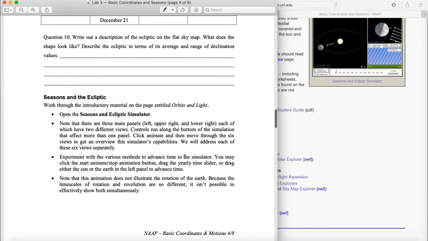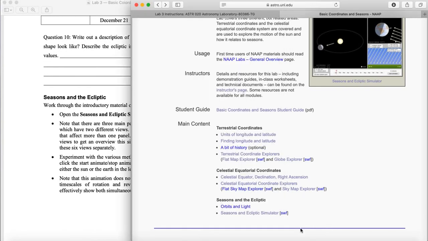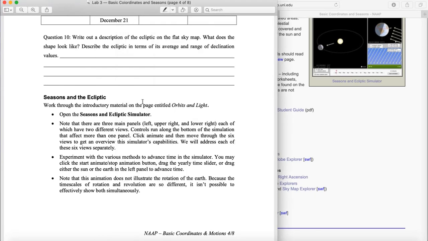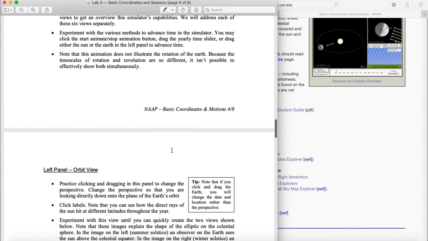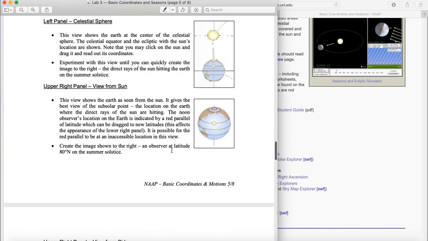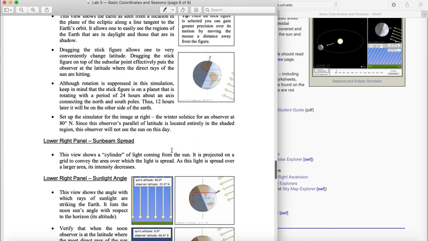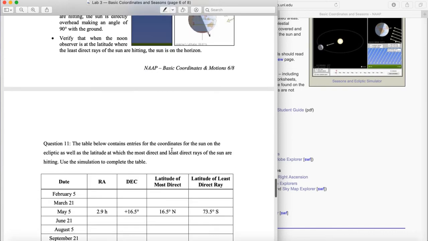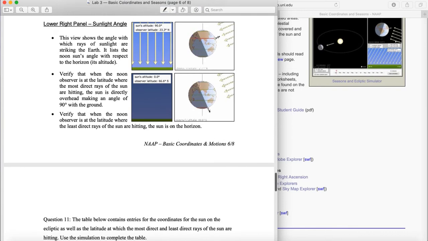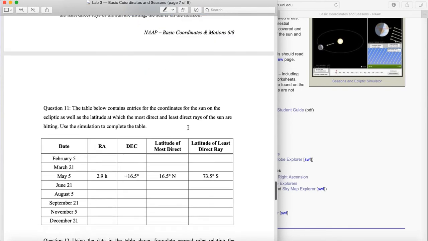As we continue on, we're going to open another simulator, the Seasons and Ecliptic Simulator. At that point, you can see that's the one at the bottom of the page. So it's really telling us we're on to our last simulator. This lab has more simulators than usual, but they're also fairly basic simulators. So there's a trade-off there. And we go in, and this last simulator is by far the one with the most options and the most information you'll be looking at.